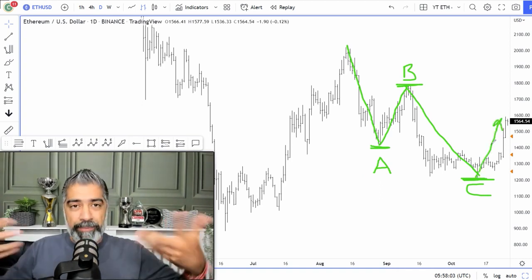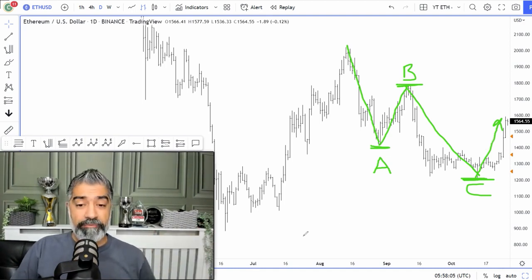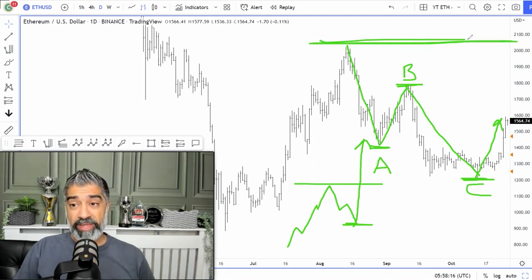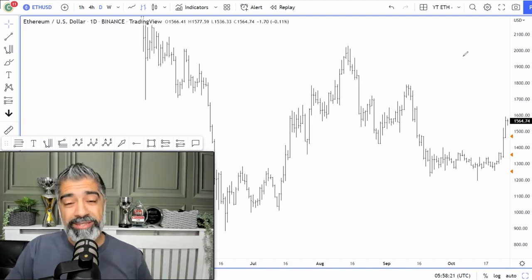And what typically happens, like we said at the beginning, after a 5-wave up, 1, 2, 3, 4, 5, and a correction A, B, C, after this is complete, what typically occurs is a continuation to new highs. So we anticipate on Ethereum over here, movements to new highs over the coming weeks and months.